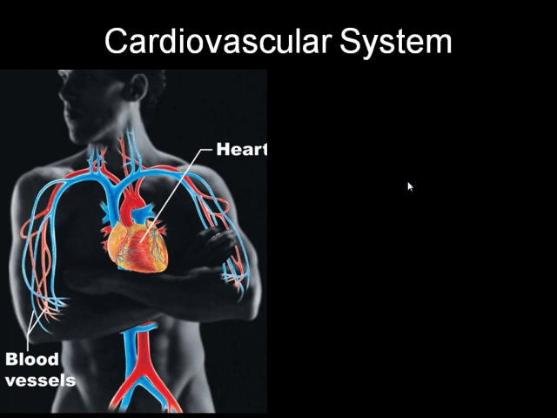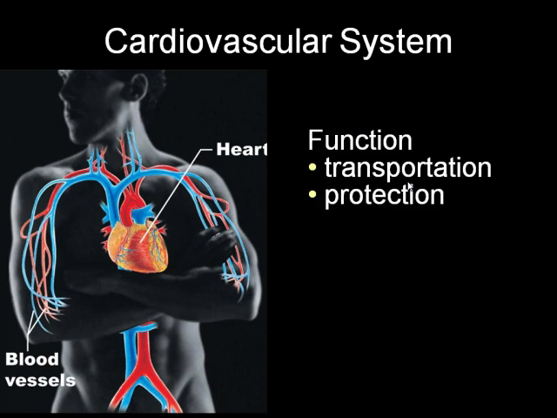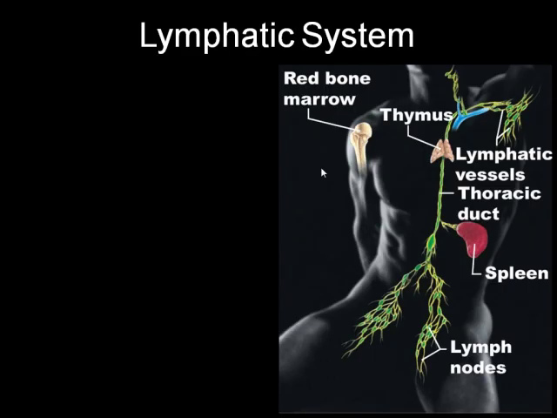The cardiovascular system is the heart and all of the blood vessels. This is a transportation system. It is in the blood that the oxygen gets carried to your cells and the nutrients get carried to your cells, and the carbon dioxide and the waste products get carried away. Now, some of the cells of the blood also serve to protect you from infection and blood loss.